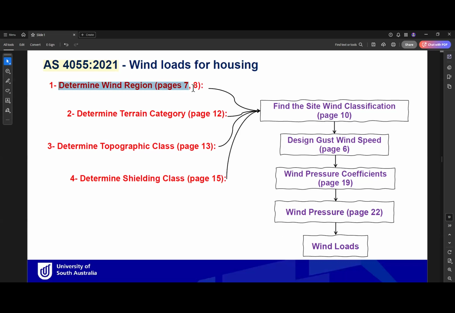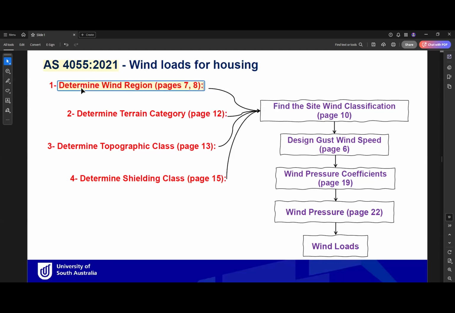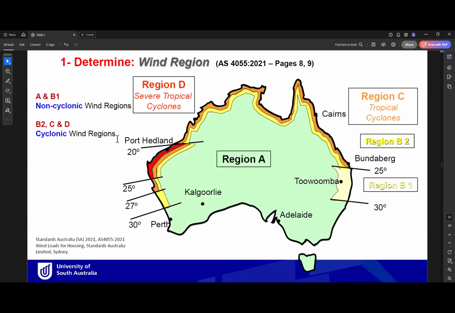The first step is to determine the wind region. How to determine the wind region? This is step number 1, and I will explain step by step. The wind region means where the building is located within the Australian map, because the standard has divided the Australian map into 5 wind regions.